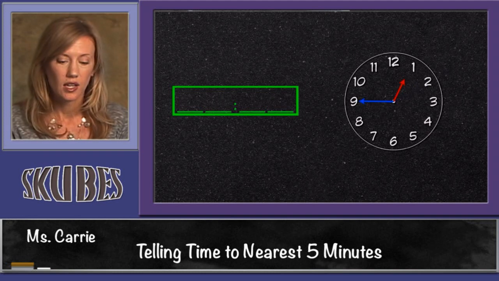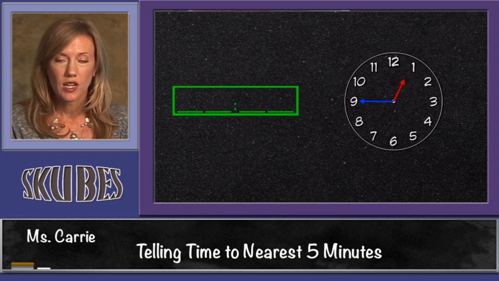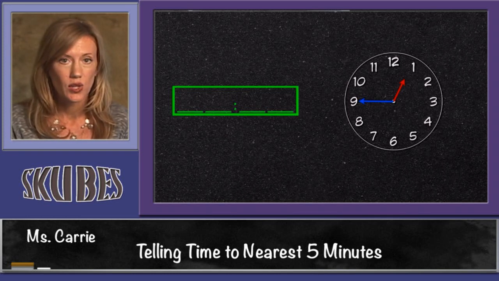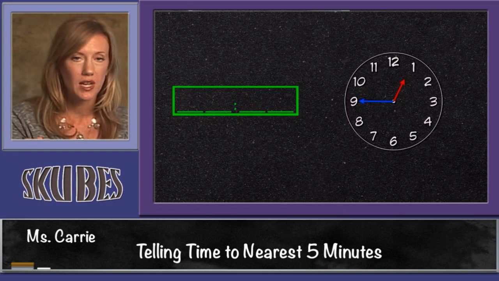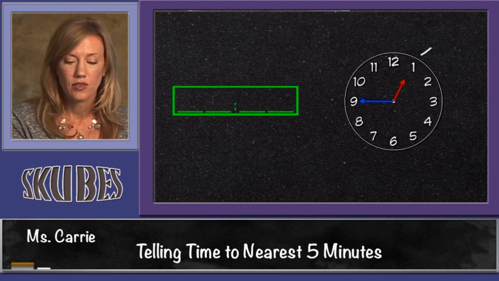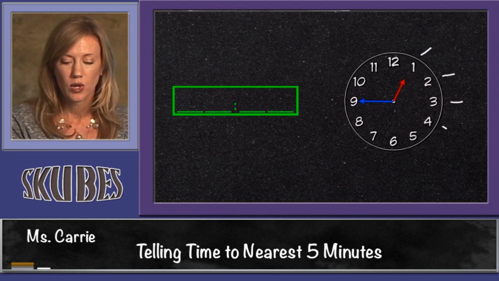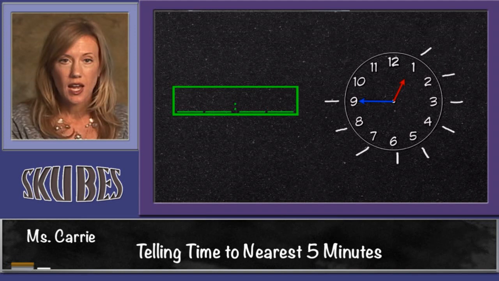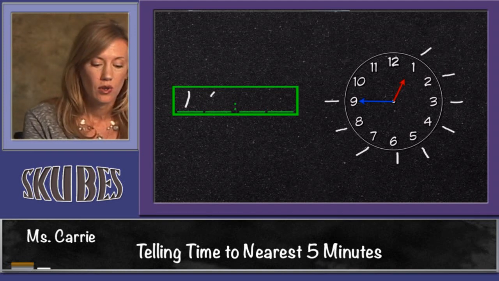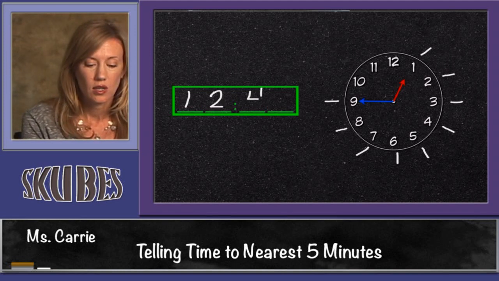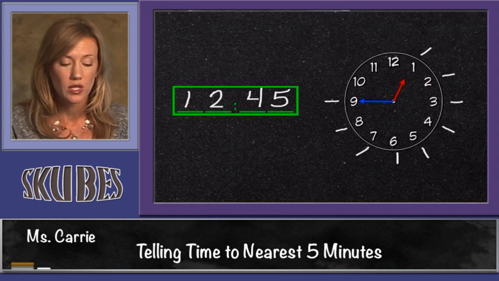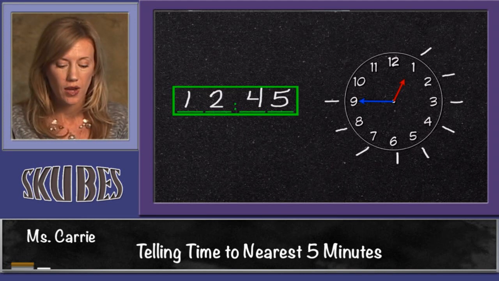Let's look at this clock. The hour hand is very close to the 1. It's not on the 1 yet, and the minute hand is on the 9. So let's count by 5s to see where the minute hand is. 5, 10, 15, 20, 25, 30, 35, 40, 45. This time is 12:45. Because remember, we said it's not to the 1 yet, it's close, so it's not 1:45, it's 12:45.